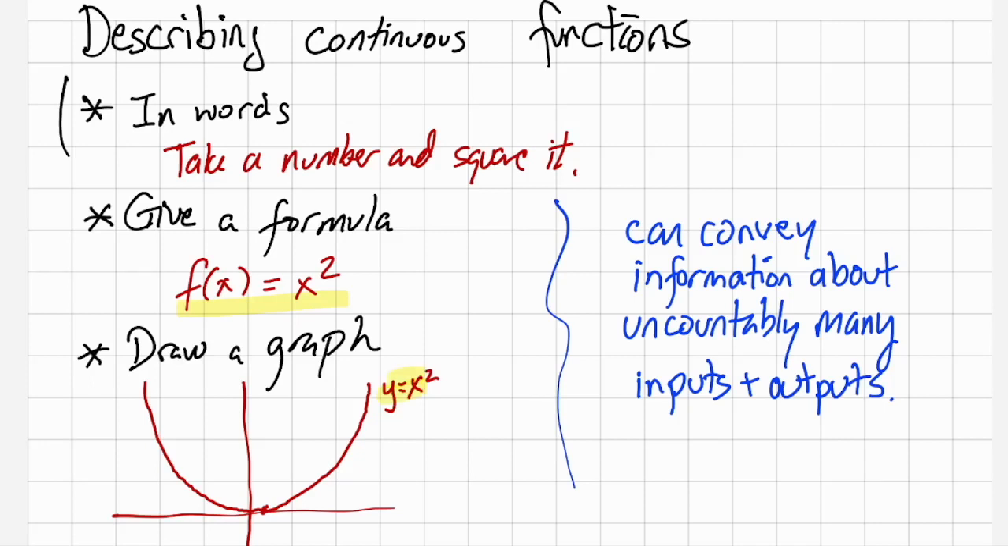Often we're using formulas and graphs because they allow us to convey information about uncountably many inputs and outputs. So no matter where we are on this number line here, we would be able to figure out what the value of a function is, or no matter what x is, we would be able to get a value for the output of that function.